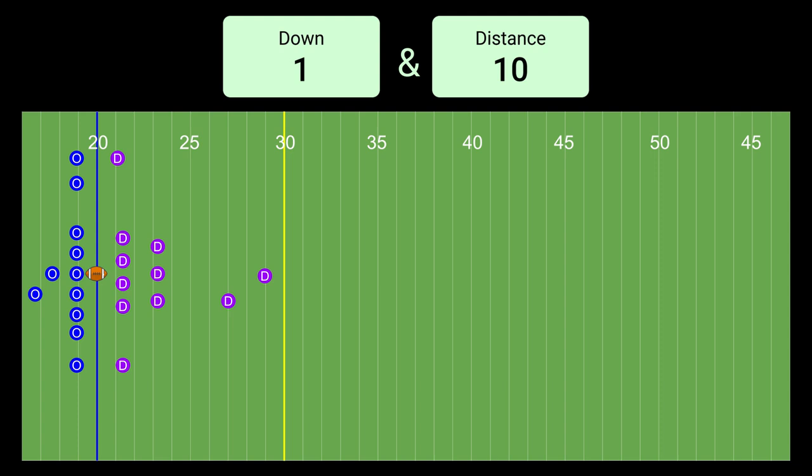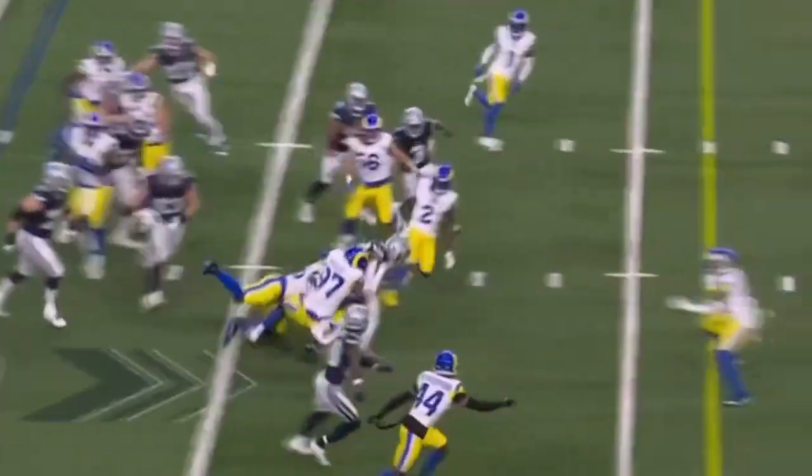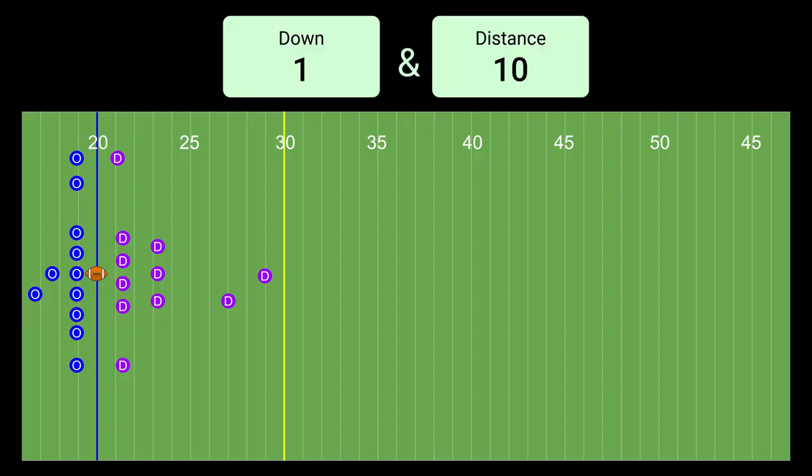But then the second thing to know is, how do we get the ball past that yellow line? Well, we can either run with the ball, which is called rushing, or we can throw the ball, which is called passing. Now, once the player with the ball is tackled to the ground, the play stops. So here we are, 1st and 10. First down and 10 yards to go.